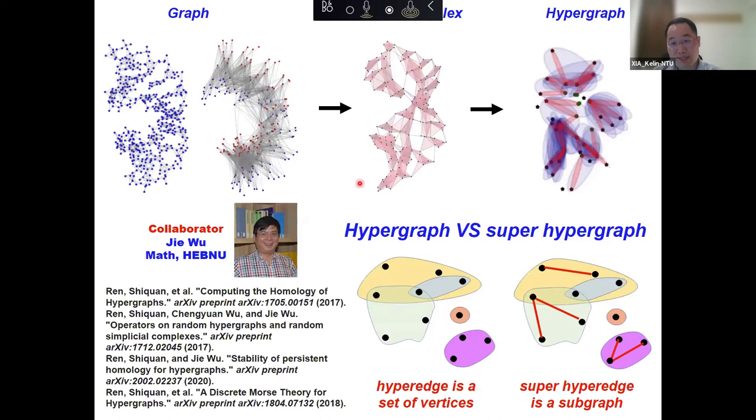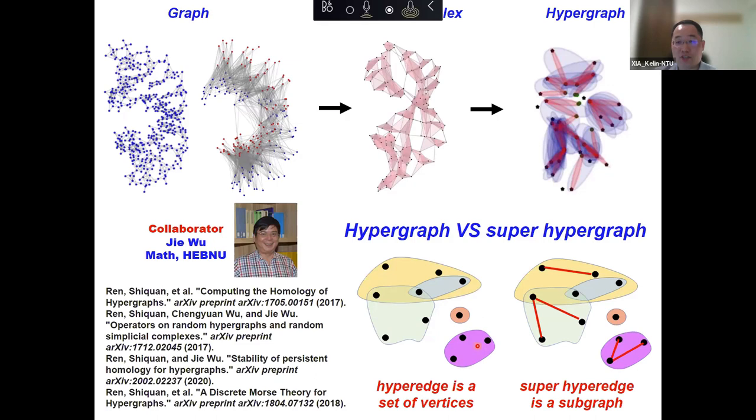And the last topic of my talk is related to a little bit of my recent work in collaboration with Professor Wu. We are working on the persistent homology of the hypergraph. So what is the difference between a hypergraph and a simplicial complex? This is quite easy. Essentially, a hypergraph is made of hyperedges. Each hyperedge is just a set of vertices.